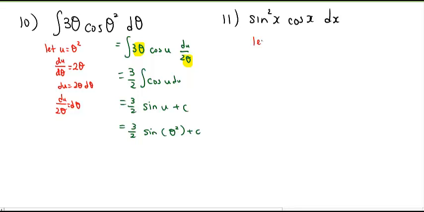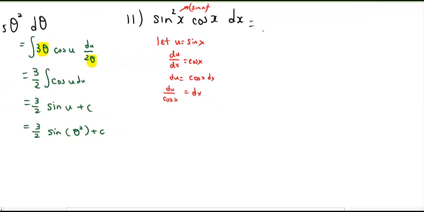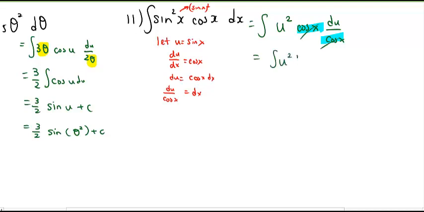Number 11. If you let u equal sine x, that would be great. Remember, sine squared x is the same thing as sine x all squared. The derivative in this case now is cosine x. Same idea, we want to solve for dx. And now you're ready to substitute. Oops, I forgot to actually put the integral sign here. Terrible. Integral of u squared cosine x, but dx is du over cosine x. Perfect. Goodbye. We are left with just the integral of u squared du. And that's just u cubed over 3 plus c. And then I'll replace u with sine x. There you go. Can you give yourself a pat on the back?